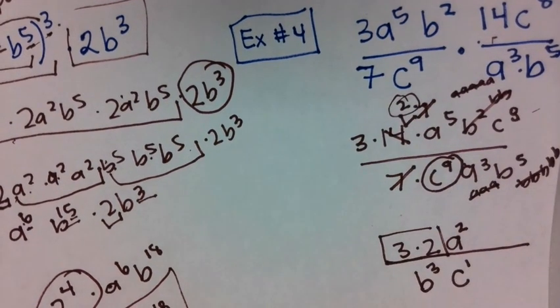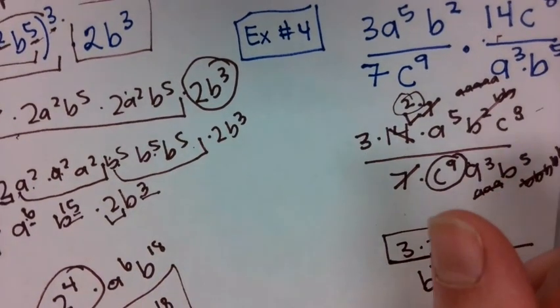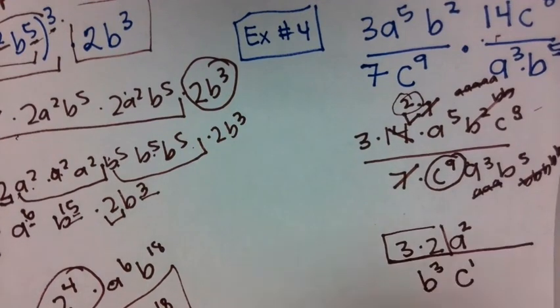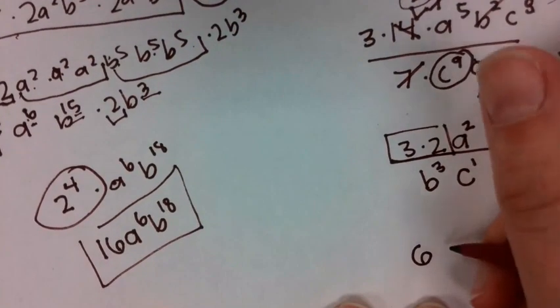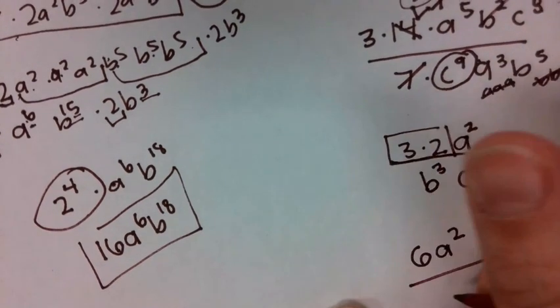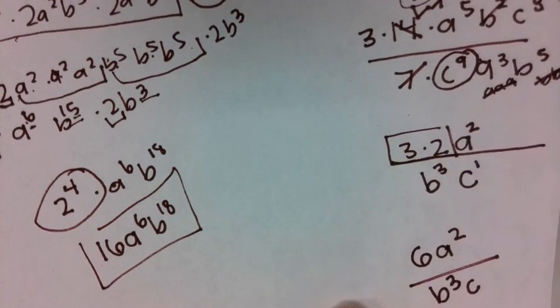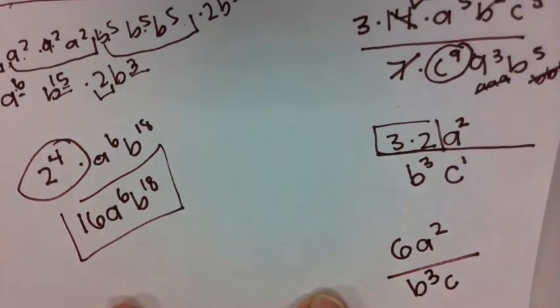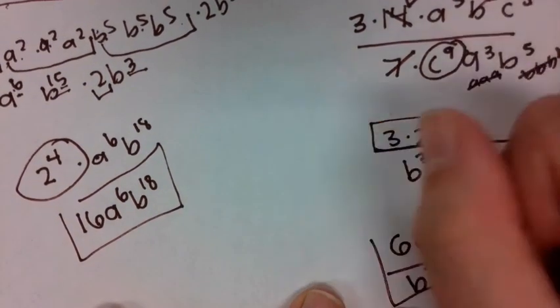Can that be simplified? 3 times 2? Why, yes, I know what 3 times 2 is. It's 6. 6 A to the second goes on top of my fraction. B to the 3, and C, remember when we simplify, we don't write exponents of 1. And this is my final answer.